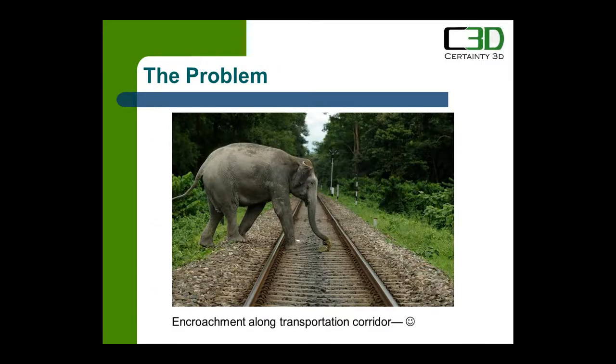Okay, so the problem: encroachment along a transportation corridor. I'm sorry for this. I just thought this was really funny. Obviously, you can detect the elephant.